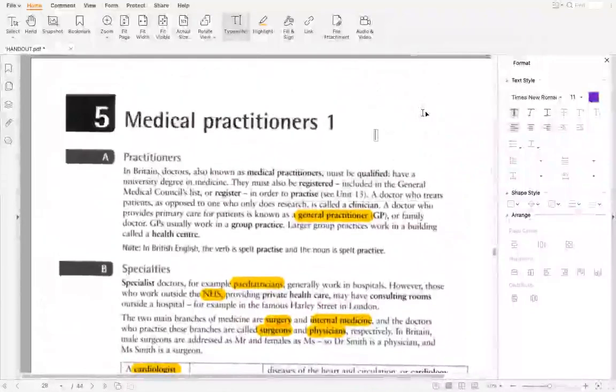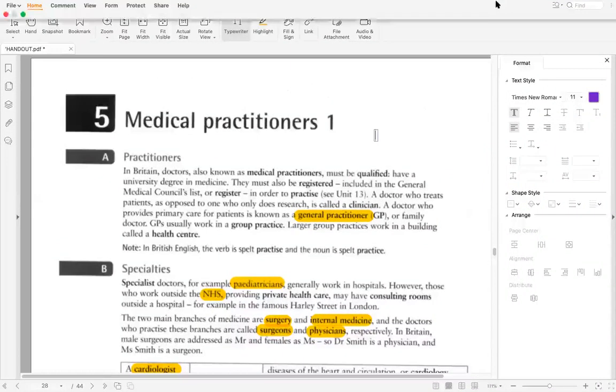This is our fourth lecture. We will take today medical practitioners, and we will take the different titles of doctors according to their specialities.